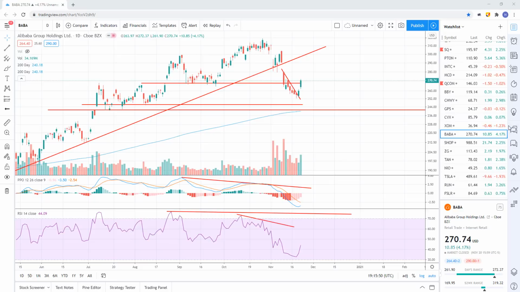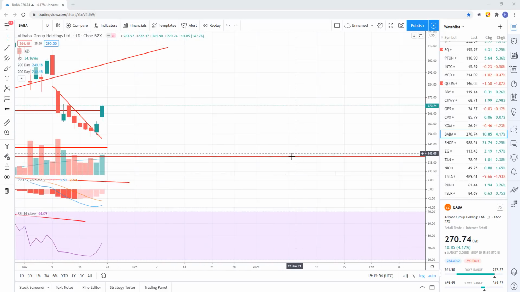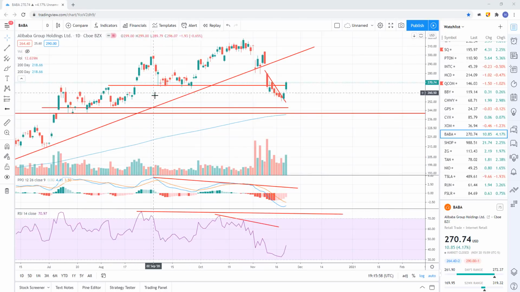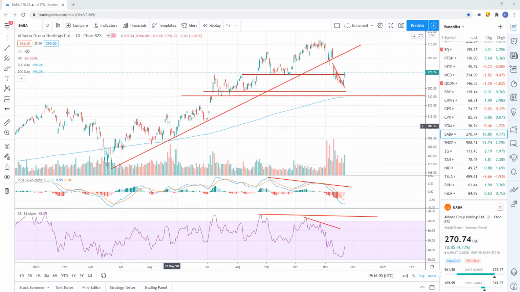Okay, BABA here. I did miss this trade and I want to point it out anyways though. So here's what we got going on BABA. Here's your daily chart. And BABA, this was your longer uptrend going back to March.